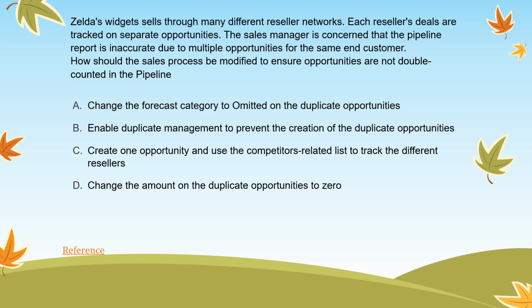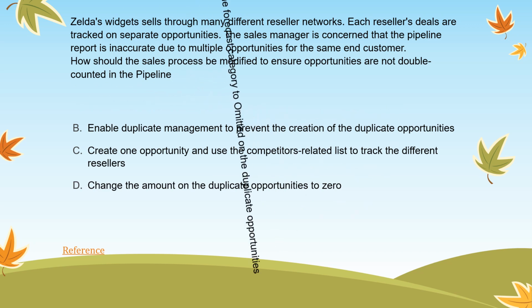So C, create an opportunity and use the competitors related list to track the different resellers. Well, competitors will not help track resellers. They're two totally separate things. D, change the amount of duplicate opportunity to 0. That is not a thing. So we're going to go with A, change the forecast category to be omitted on duplicate opportunities.